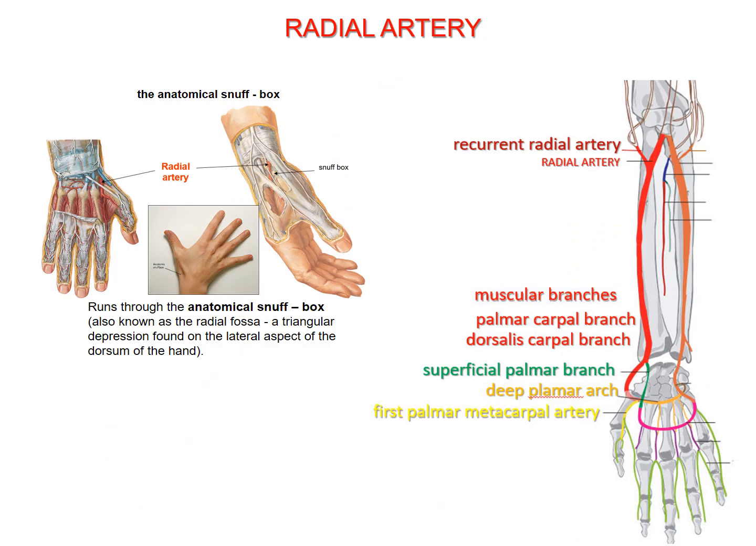Branches in the forearm are muscular branches to the lateral muscles of the forearm. The radial recurrent artery arises in the cubital fossa and takes part in the formation of the arterial anastomosis around the elbow joint. Palmar and dorsal carpal branches arise near the wrist and anastomose with the palmar carpal branch of the ulnar artery. The superficial palmar branch arises just above the wrist and enters the palm of the hand by passing in front of the flexor retinaculum. It joins the terminal part of the ulnar artery to complete the superficial palmar arch.